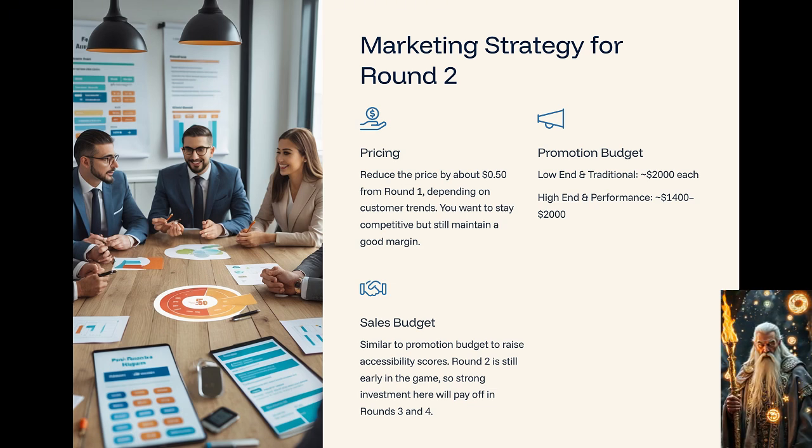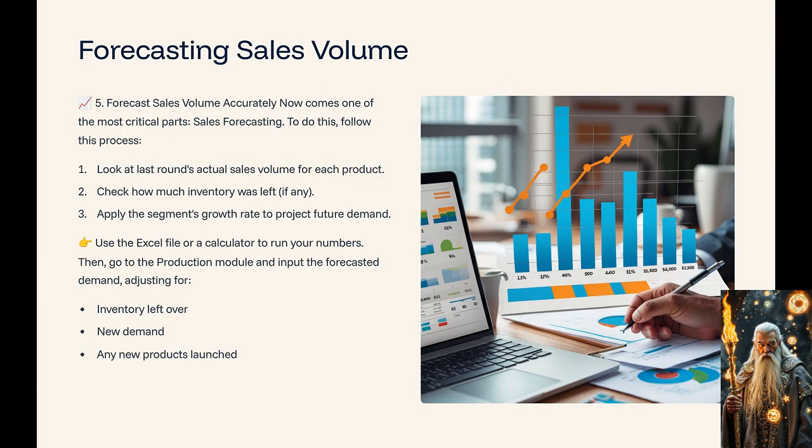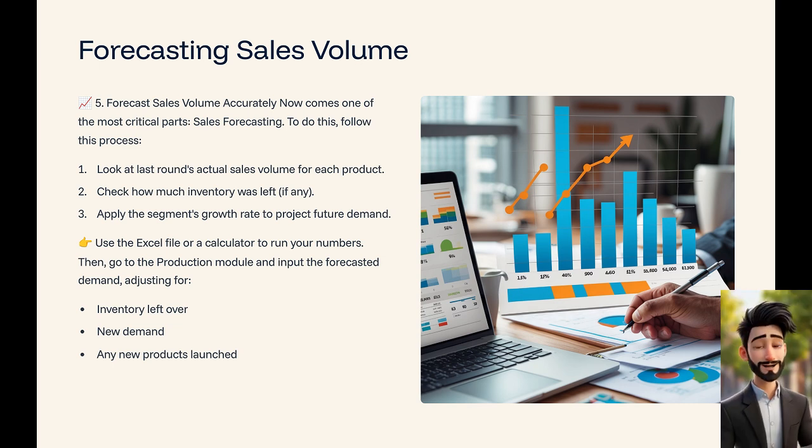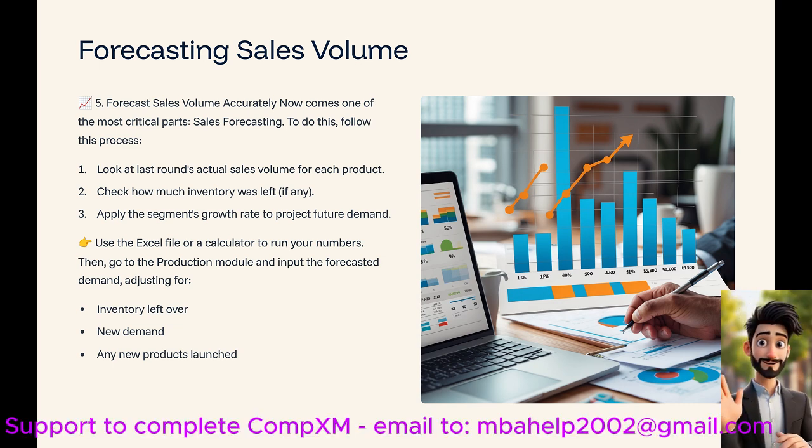Tip 5: Forecast sales volume accurately. Now comes one of the most critical parts: sales forecasting. To do this, follow this process. 1. Look at last round's actual sales volume for each product. 2. Check how much inventory was left, if any. 3. Apply the segment's growth rate to project future demand. Use the Excel file or a calculator to run your numbers. Then, go to the production module and input the forecasted demand, adjusting for inventory leftover, new demand, and any new products launched.